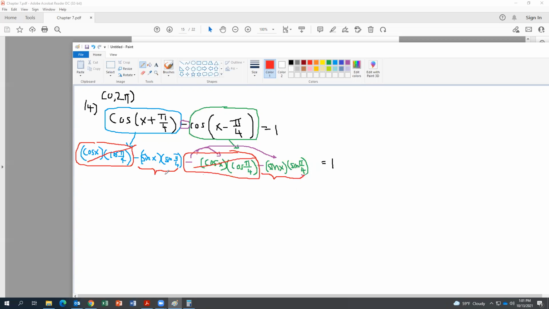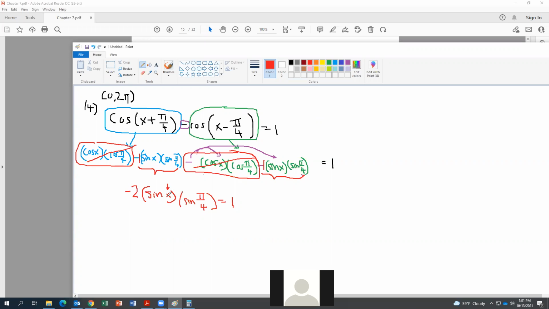So when you combine this, you get negative 2 sine x sine pi over 4, because this is -1 and this is -1, so you will get -2 here. And this all equals 1. Now, what you need to tell me is, how do we get rid of this -2? Don't forget, we are solving for x here.